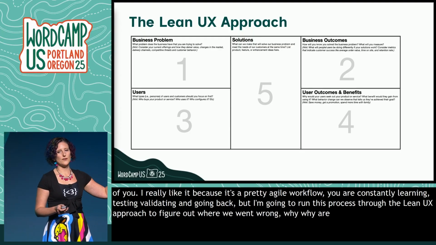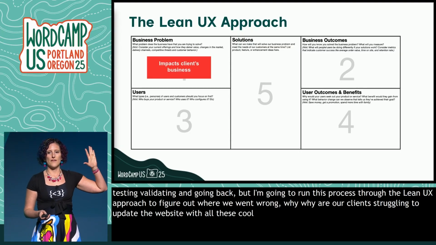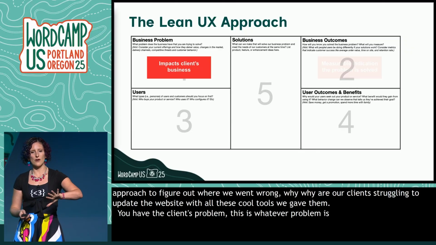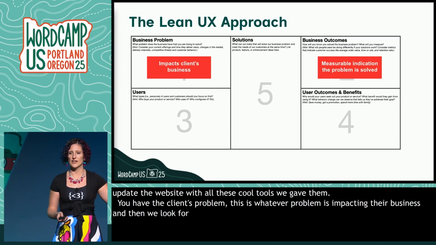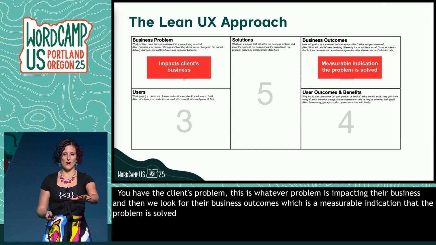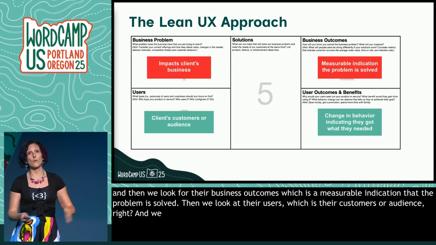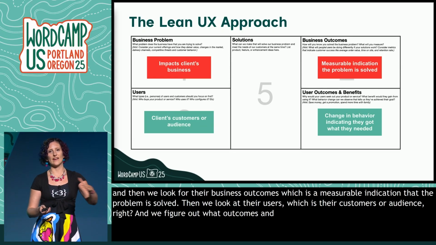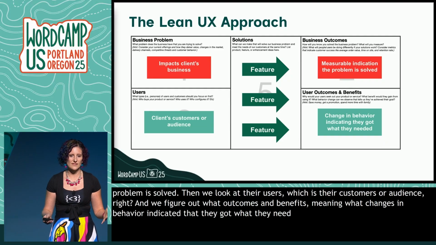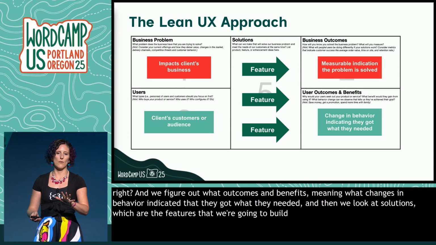So with Lean UX, you have your business problem, which is your client's problem. This is whatever problem is impacting their business. And then we look for their business outcomes, which is a measurable indication that the problem is solved. Then we look at their users, which is their customers or audience, right? And we figure out what outcomes and benefits, meaning what change in behavior indicated that they got what they needed. And then we look at solutions, which are the features that we're going to build in order to go from these problems to these outcomes that we want.